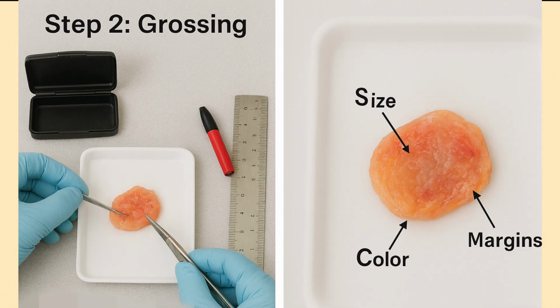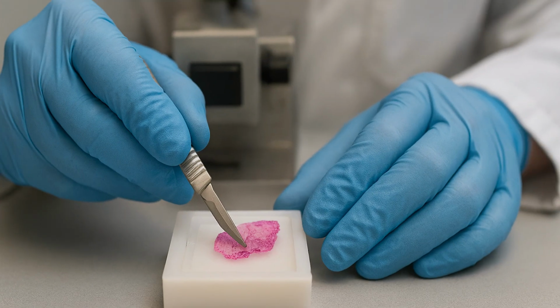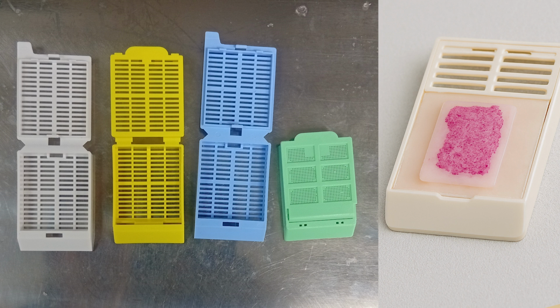Next comes grossing, the macroscopic examination of the tissue. A trained pathologist or histotechnologist describes the sample size, color, texture, and any visible abnormalities. Then, they trim it into smaller pieces that will fit into a tissue cassette. A tissue cassette is a small plastic container that holds the sample during processing. Careful trimming ensures pathologists get the clearest picture possible for accurate diagnosis.